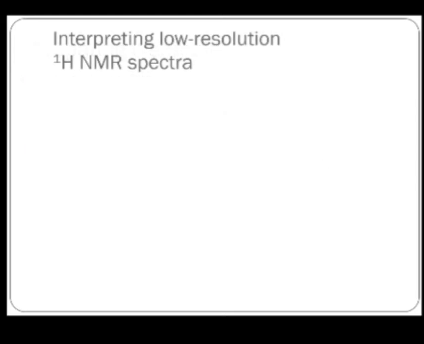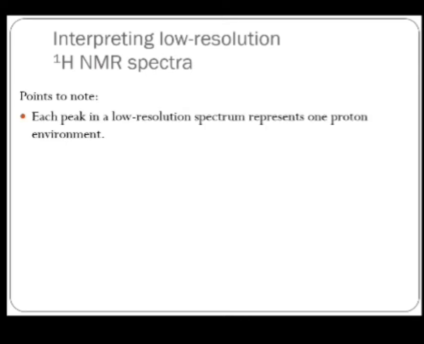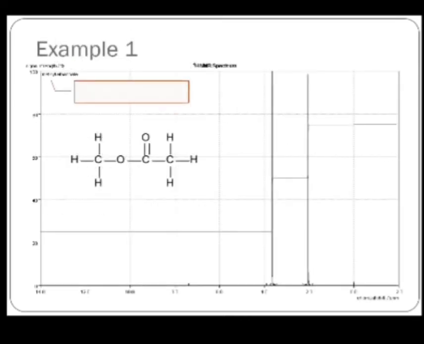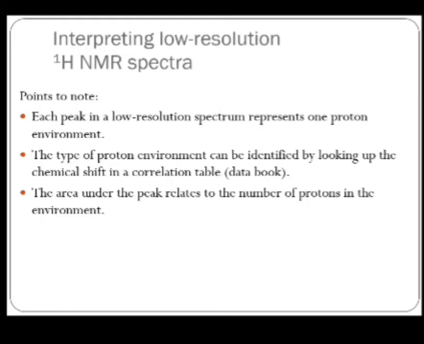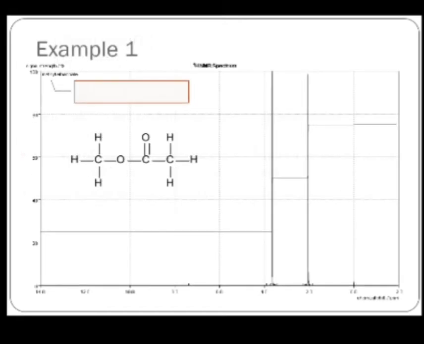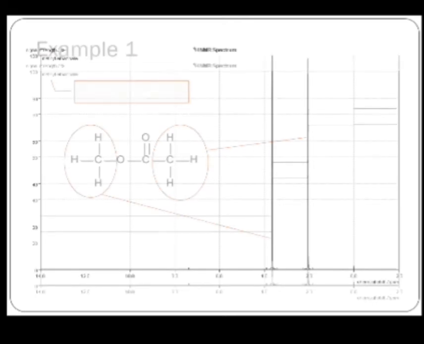Interpreting low resolution 1H NMR spectra. Point to note: each peak in a low resolution spectrum represents one proton environment. The type of proton environment can be identified by looking up the chemical shift in a correlation table. The area under the peak relates to the number of protons in the environment. Example 1: this is the ester.